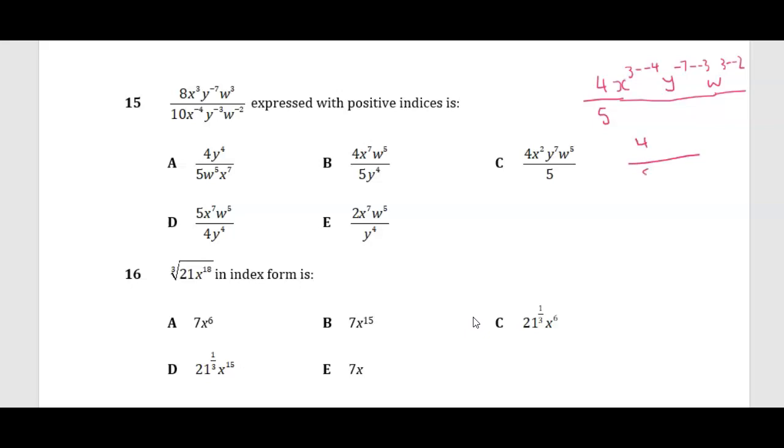So 4/5. 3 plus 4 is 7, so x to the power of 7. -7 plus 3 is -4. And then w to the power of 3 plus 2 is 5. So we're going to have 4x^7 on top with the w. And that y comes down the bottom. So 5y to the power of 4. And it's going to find the answer, and it's B.